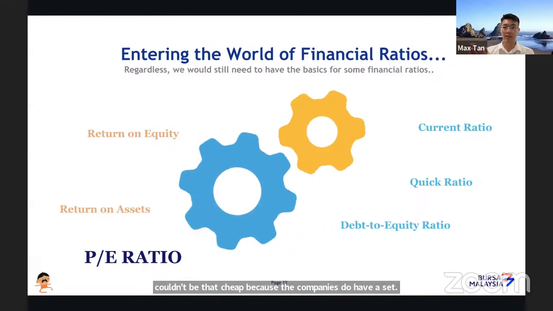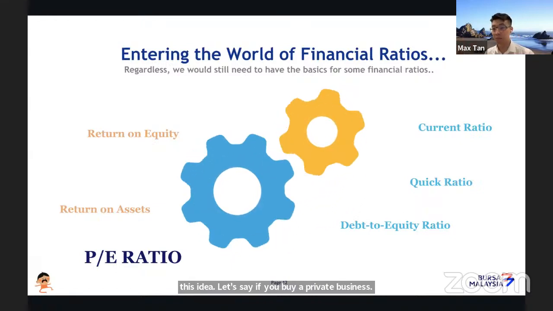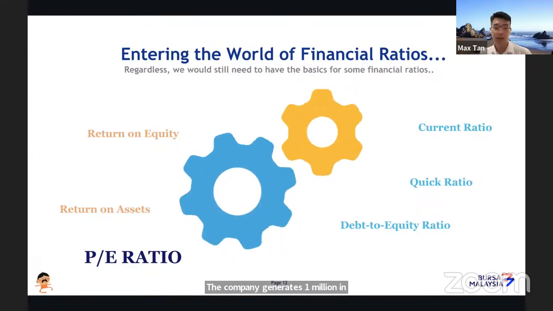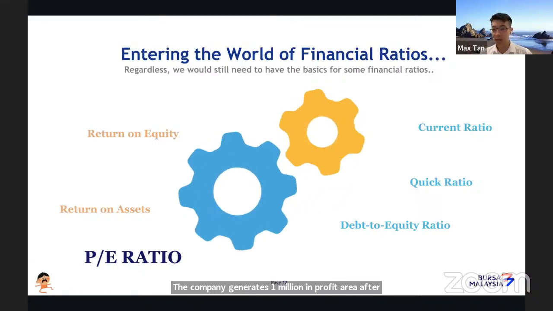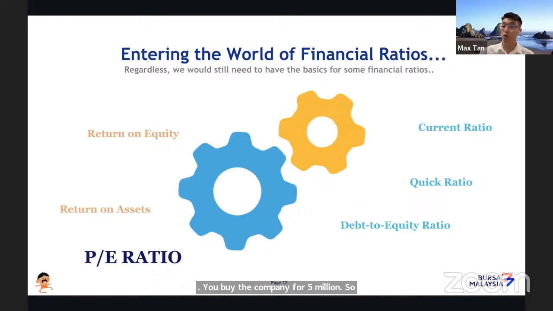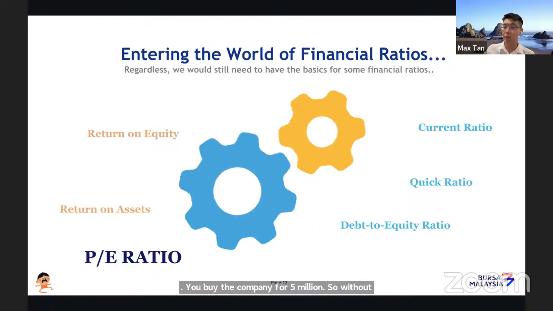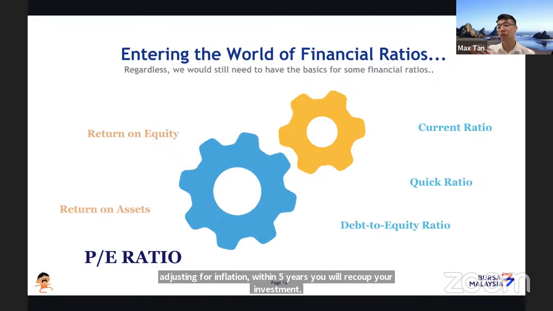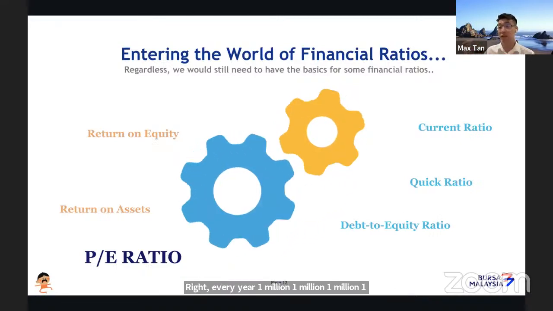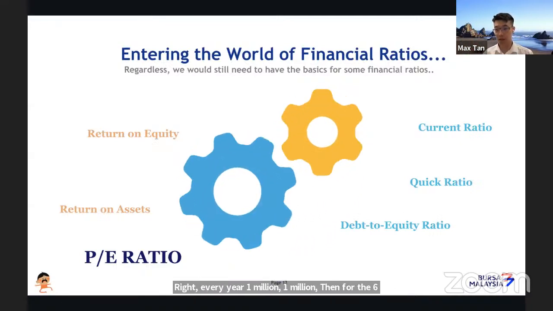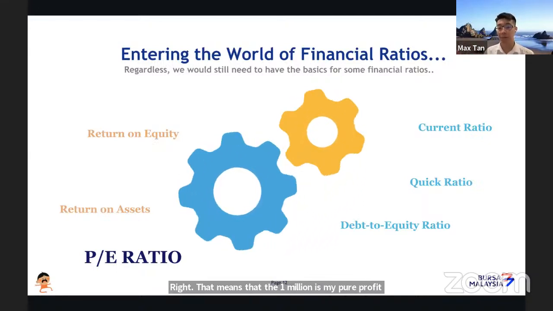I give you this idea. Let's say if you buy a private business, the company generates 1 million in profit every year after tax. You buy the company for 5 million. So without adjusting for inflation, within 5 years, you will recoup your investment, right? Every year, 1 million, 1 million, 1 million, 1 million for 5 years. Then for the 6th year, that would be your net profit, right? That means the 1 million is my pure profit coming from the business I bought.